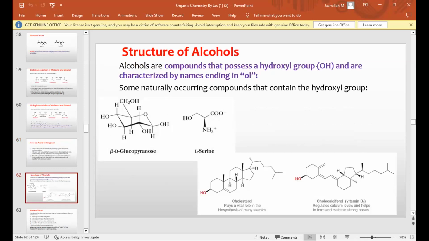Alcohols are compounds that possess the hydroxyl group, the OH, and their names are normally characterized by the ending -ol, like methanol, ethanol. Some of the naturally occurring ones are beta-D-glucopyranol, cholesterol, and also cholecalciferol. So whenever you see -ol at the end of a term, you just know that it is an alcohol.